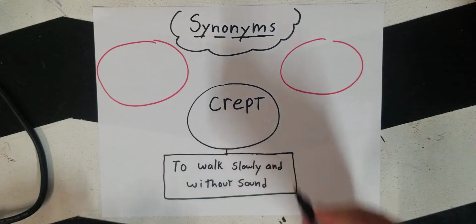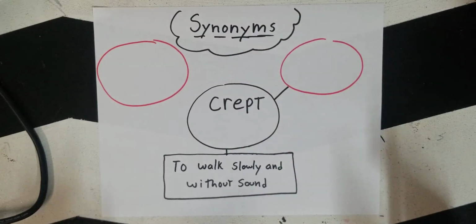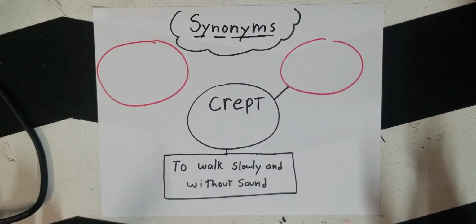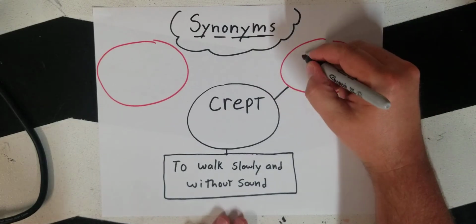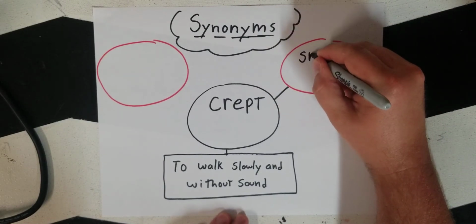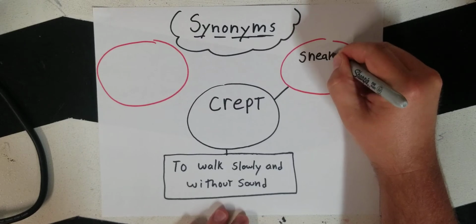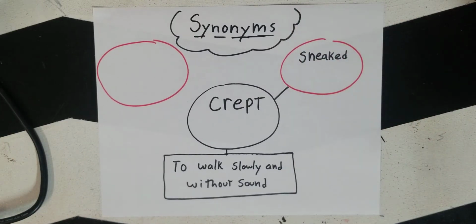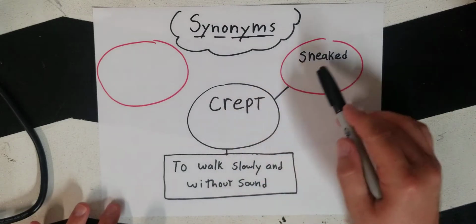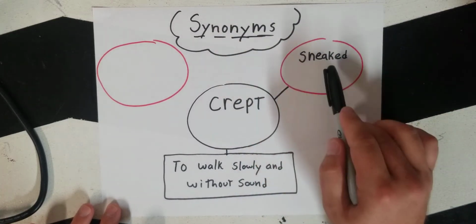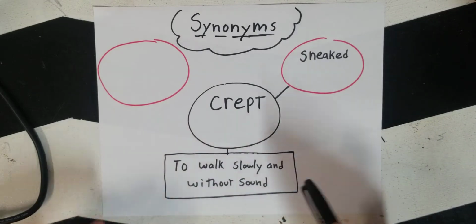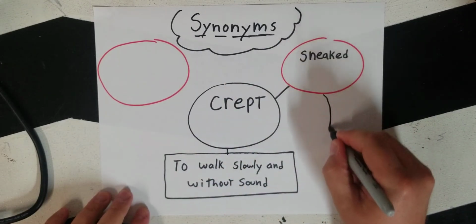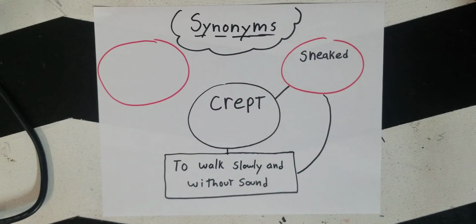So other words for crept. Well, one word that I used earlier is sneak, right? Or sneaked. So I'm going to say sneaked. He sneaked into the hallway. Right? He crept into the hallway. He sneaked into the hallway. So that means to walk slowly and without sound. So this is a perfect example of using a synonym or a different word that means the same thing, right? Because this means the same thing.